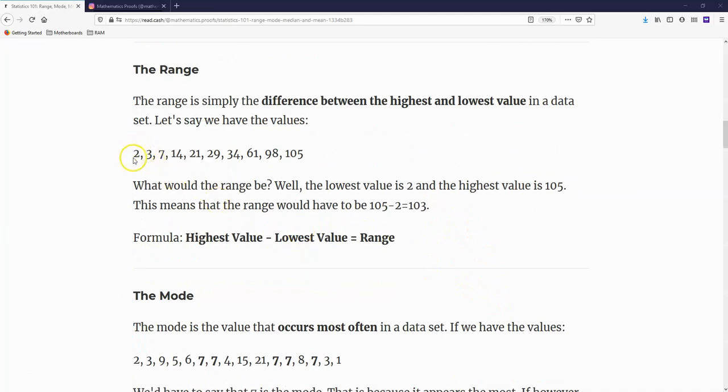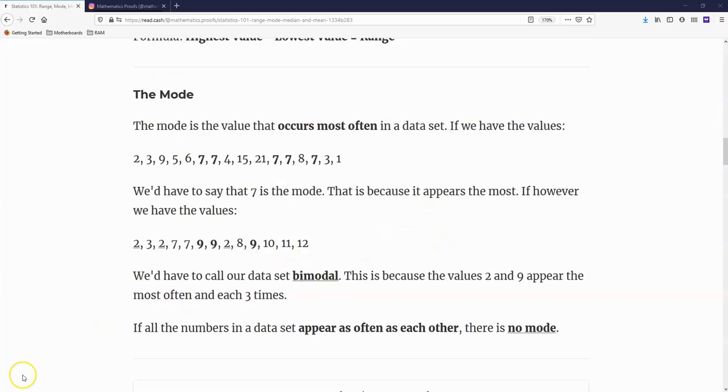Well, the lowest value is 2, and the highest value is 105. So the range would be 105 minus 2, and that gives you 103. The formula for the range is the highest value minus the lowest value. Okay, so what about the mode? The mode is the value that occurs most often in a dataset.